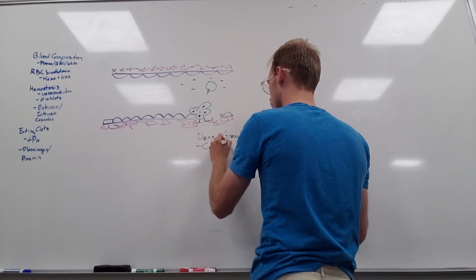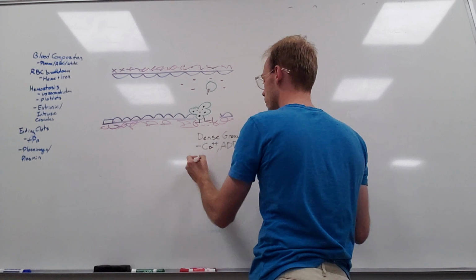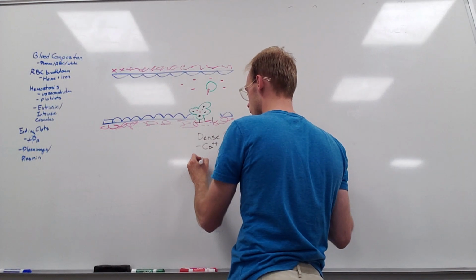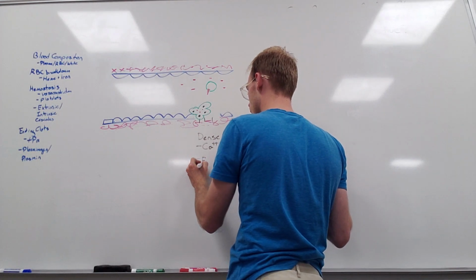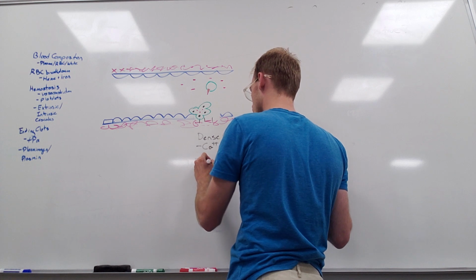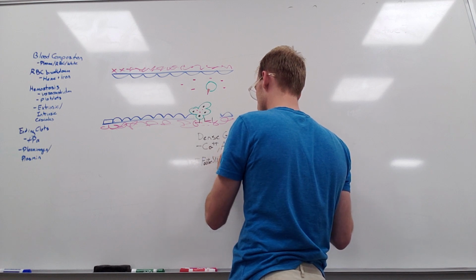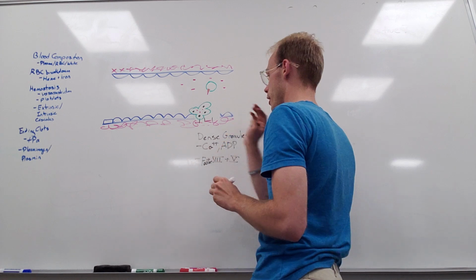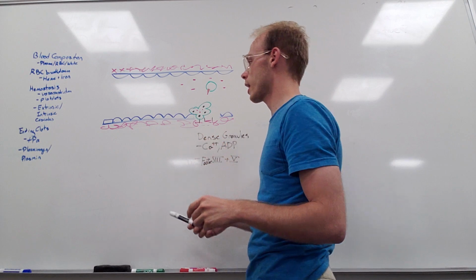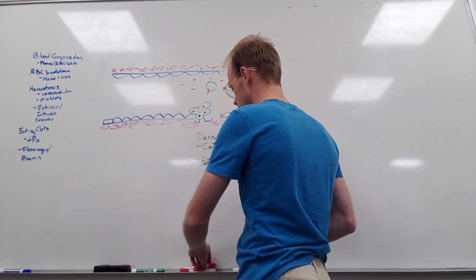And so your dense granules inside the platelet contain calcium, ADP, and they contain factor 8 and factor 5. That is important for our cascades. We'll get there in a second.